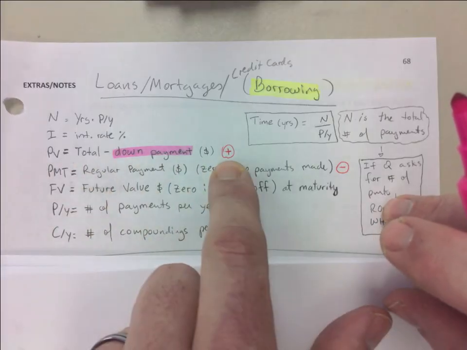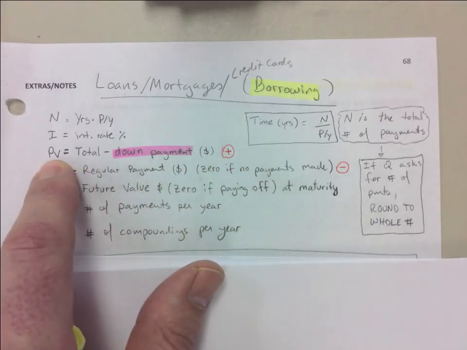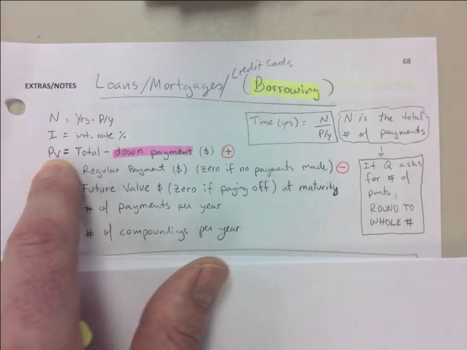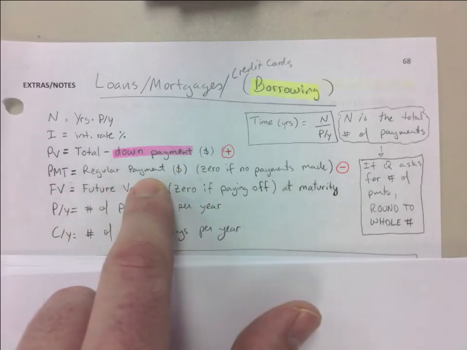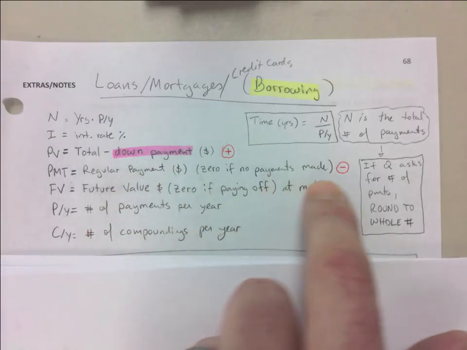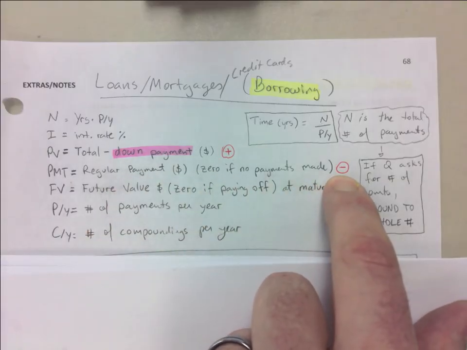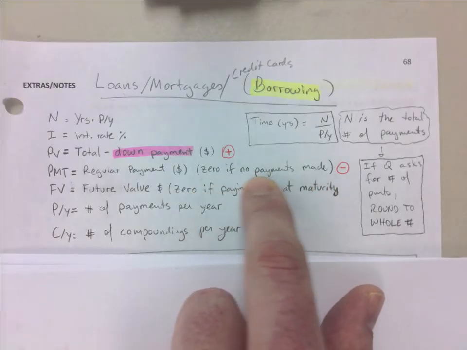Present value should be positive. Would that make sense? Because if you're borrowing 10,000, where's that money going towards? It's coming to you, right? If the bank gives you money, that is positive. Payment is like the repayment, right? Like you're paying it back. That should be negative. It's zero if no payments are being made.